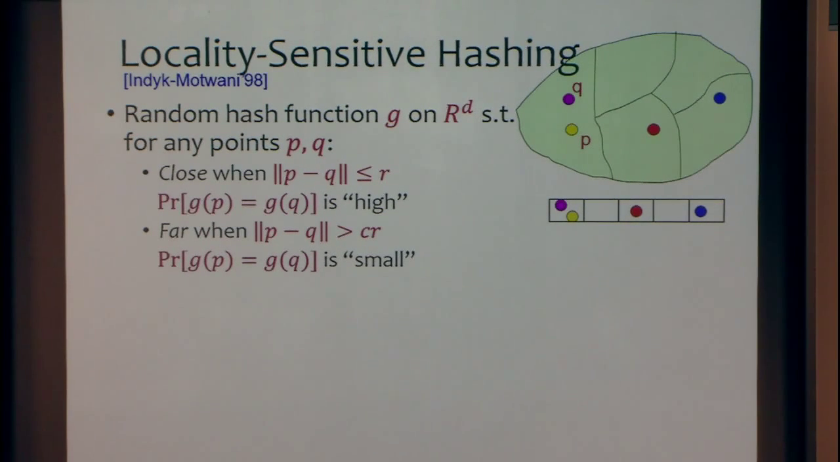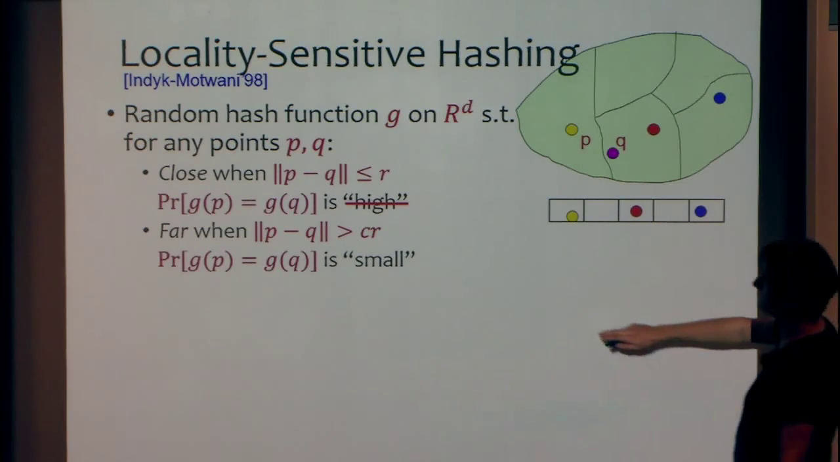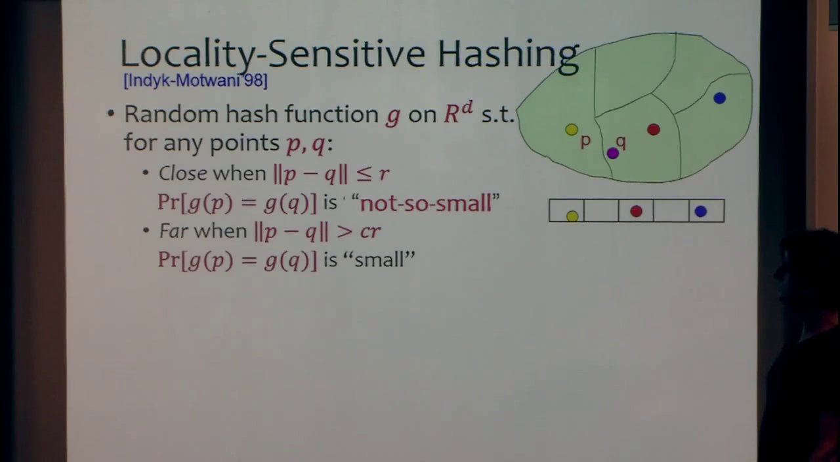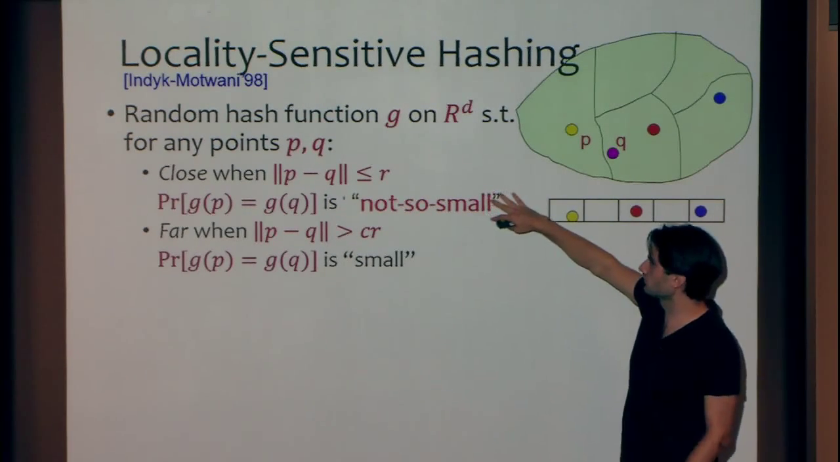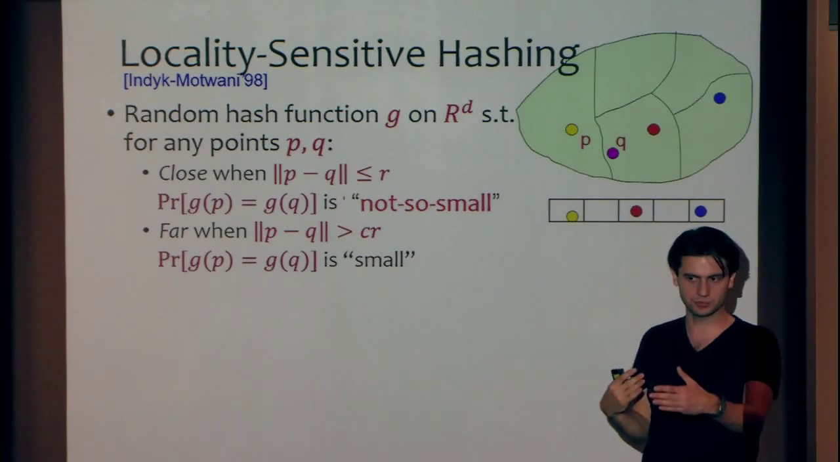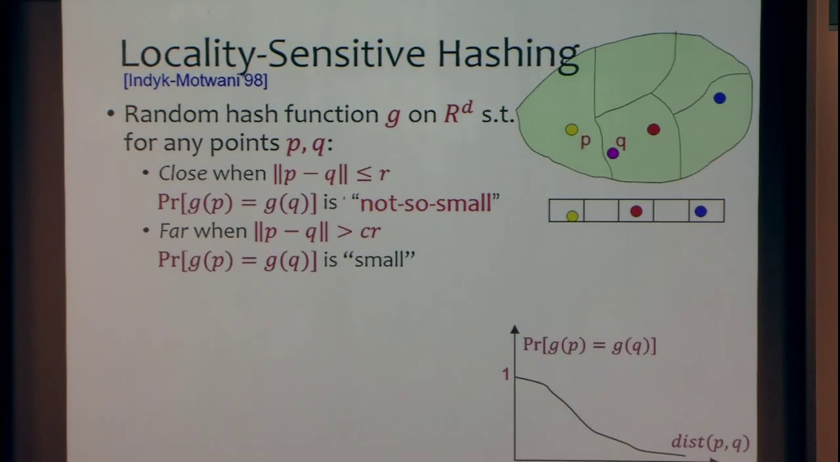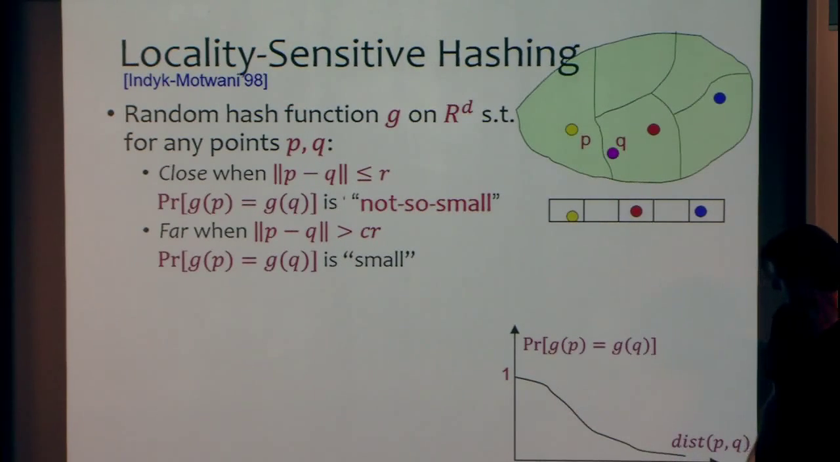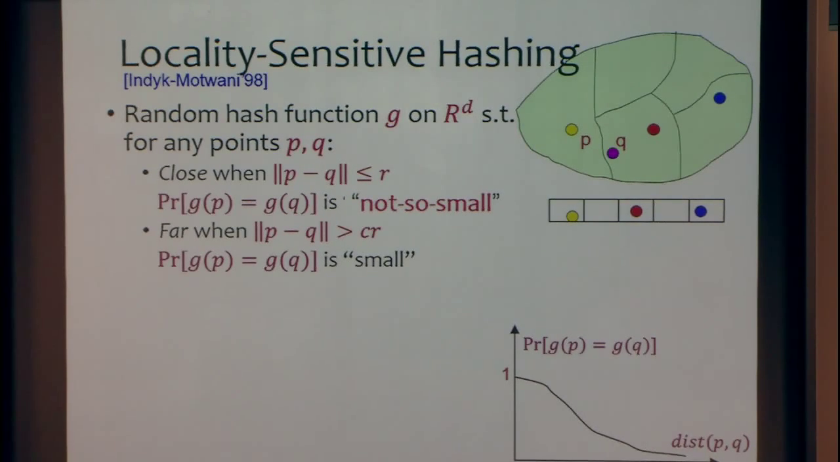Now, I probably know that it is not really possible to have such a big contrast between high and small. So usually what is obtainable is that this probability is high, this probability is small, and you have a particular gap with which you play. Just pictorially, you'll have a hash function which partitions the space such that the probability of collision drops with the distance. And the faster it drops, the better algorithms we get.